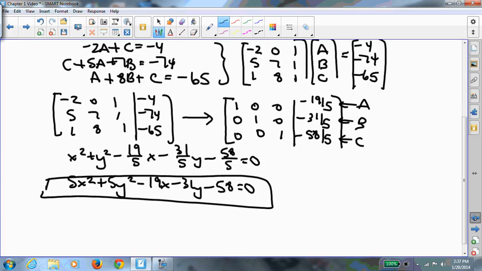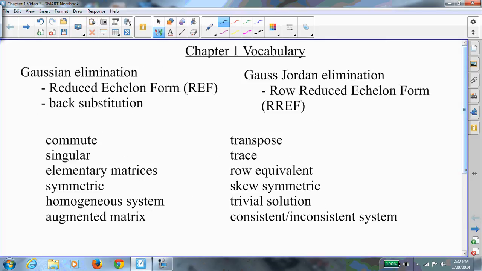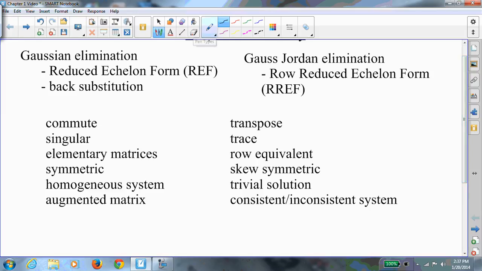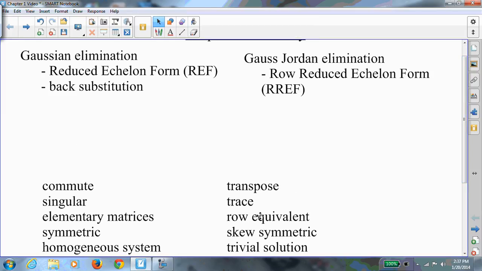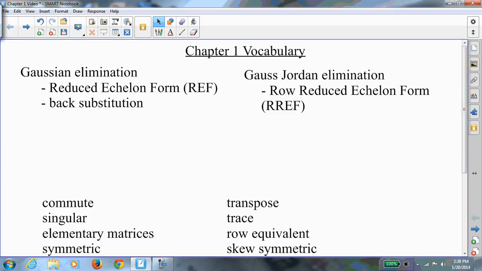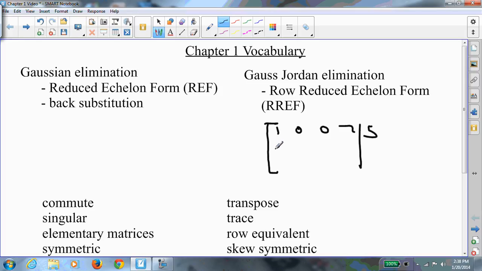So I want to go back a couple of pages and just review the difference between REF and RREF. In row reduced echelon form, this is when you can actually solve the system because you can read off either individually or parametrically what the solutions are. So row reduced echelon form has leading ones, and above, to the left, and below the leading ones are zeros. So you're going to get something like 1, 0, 0, 7, augmented 5, 0, 1, 0, 5, 6, and then something like 0, 0, 1, 3, 9.